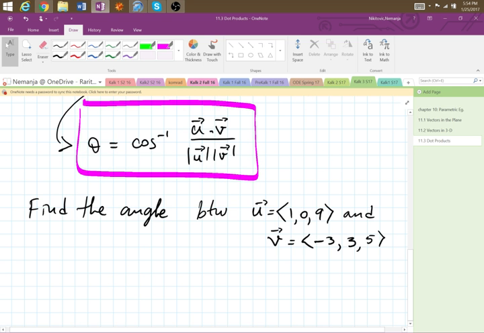You know how to find magnitudes. You know how to find the dot product by multiplying components. And your calculator should have that cosine inverse button. Now, if you are using your cell phones, I think if you flip the calculator sideways, you should be able to get the inverses.